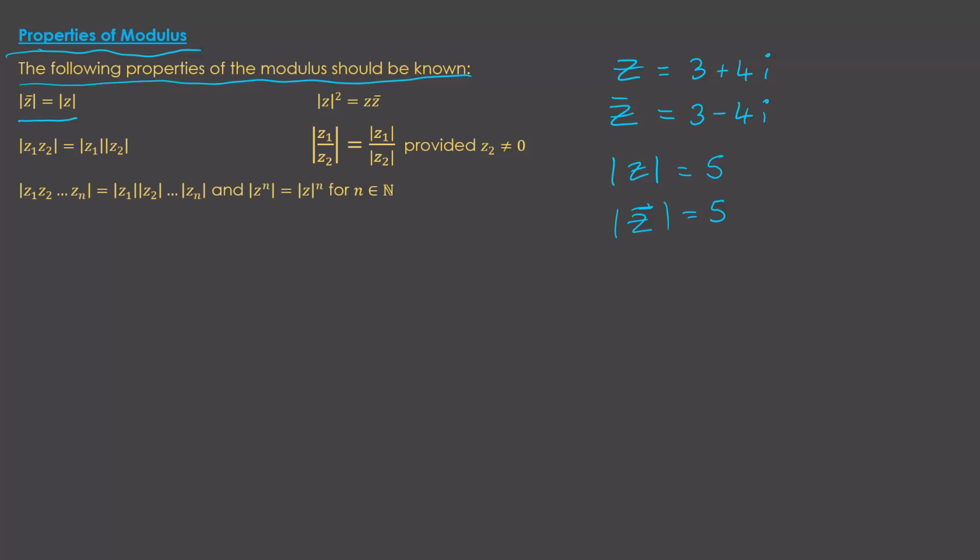We saw that with a complex number and its conjugate, that they're reflections in the real axis. And clearly the vectors therefore are the same length.